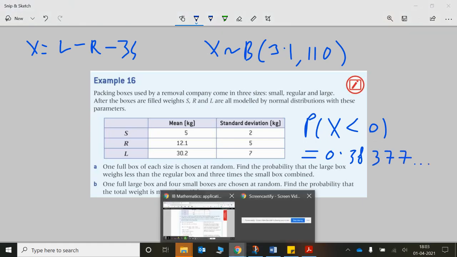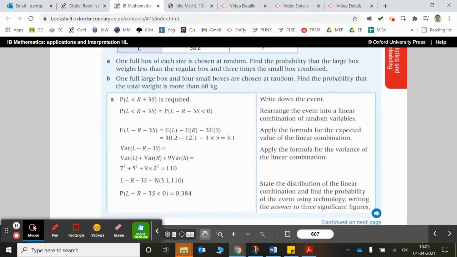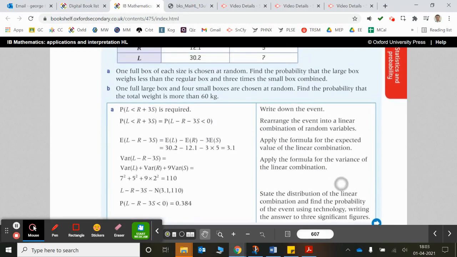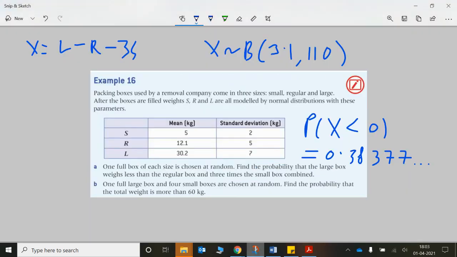Okay, so let's check that one out again. Let's just check that we're getting that right. So there we go, 38.4%, 0.384 there. Okay, so it's pretty satisfying as a question, I think, when we're putting all of this together.